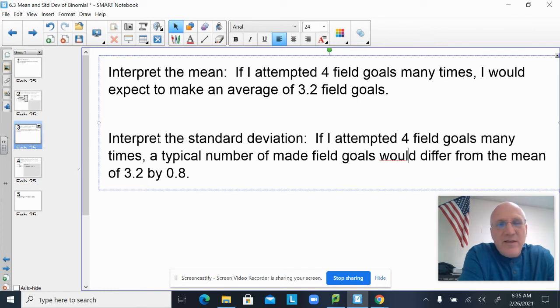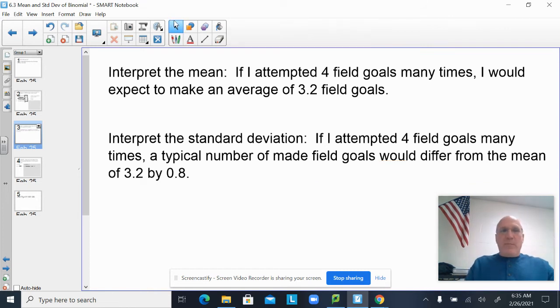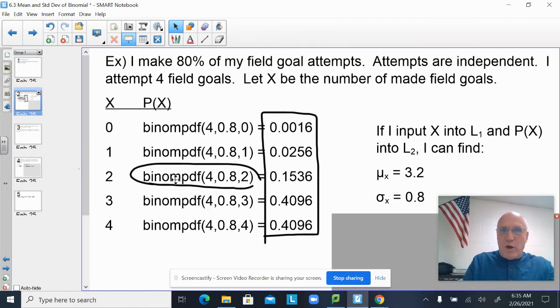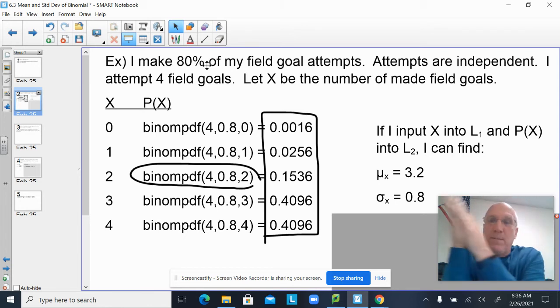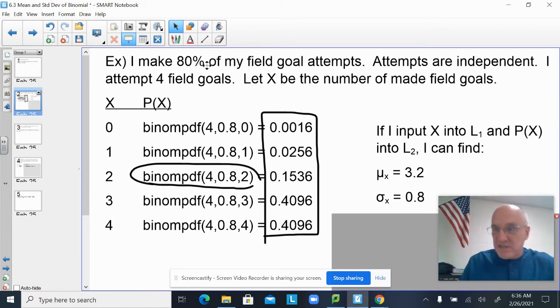So again, the overall interpretation of mean and standard deviation should not be new. Just make sure you word it clearly. The conclusion here is that I don't need to go through all of this math and then use L1 and L2. As long as you give me that original problem, I make 80% independent, I attempt 4, you can go right from there to the mean and the standard deviation, which is kind of nice.